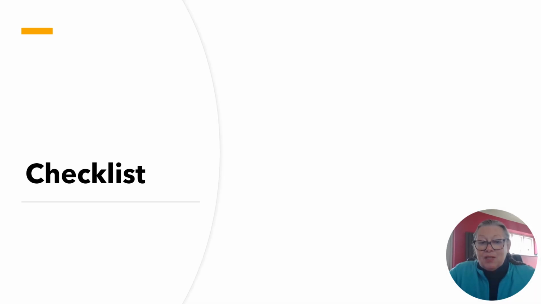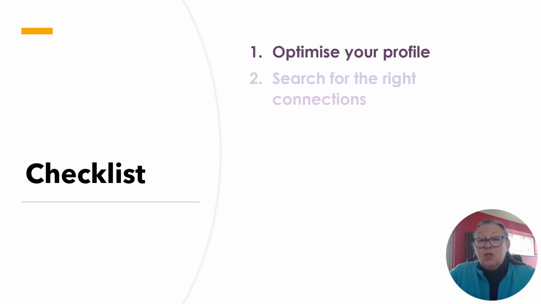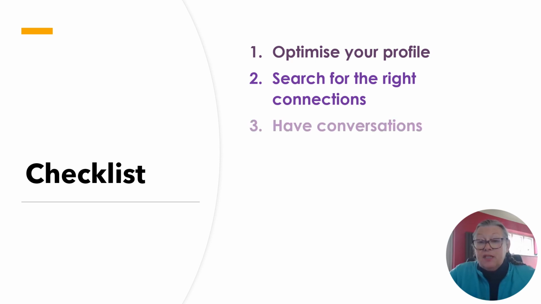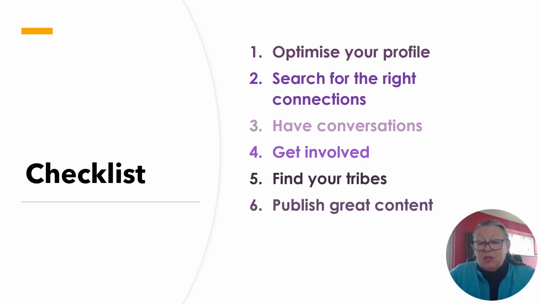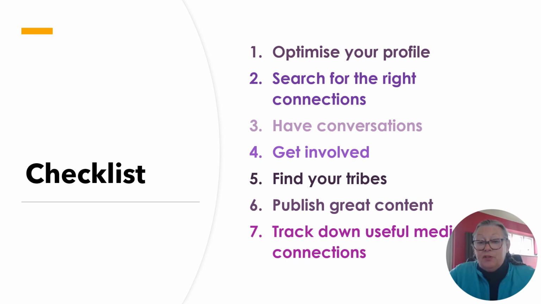So here's the checklist. These are the things you need to do, the seven steps to make LinkedIn really work well for you. One is optimize your profile. Two is search for the right connections. Three is have conversations. Four is get involved. Five is find your tribes. Six is publish great content. And seven is track down useful media connections.